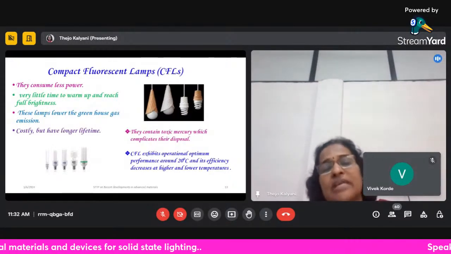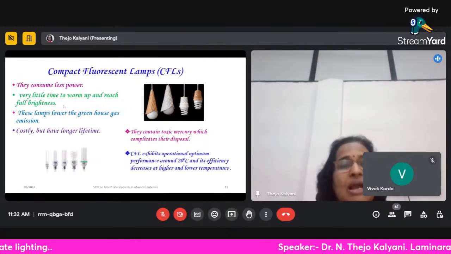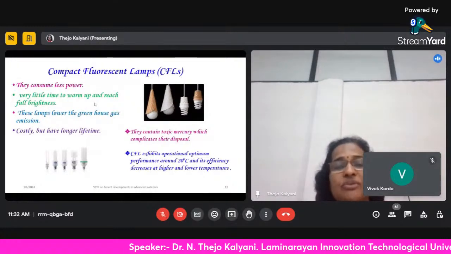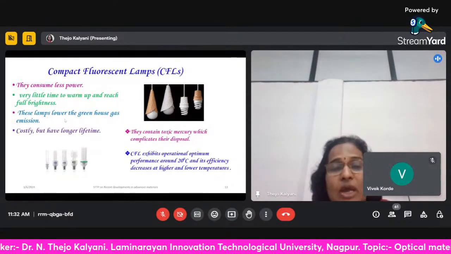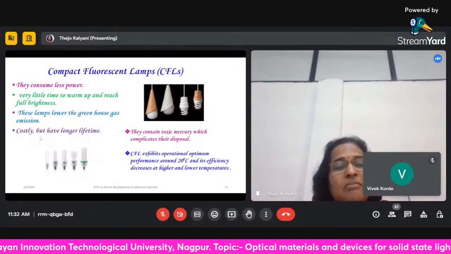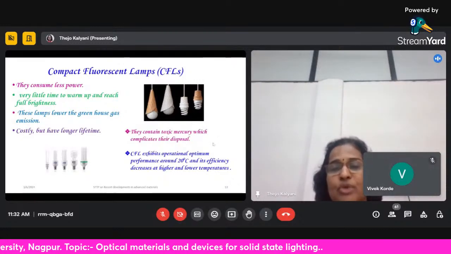Like the linear fluorescent lamps, they too consume less power. As compared to that, they take very little time to warm up and reach the fullest brightness. These lamps lower the greenhouse gas emissions. They are a bit costly, but they have a longer lifetime.